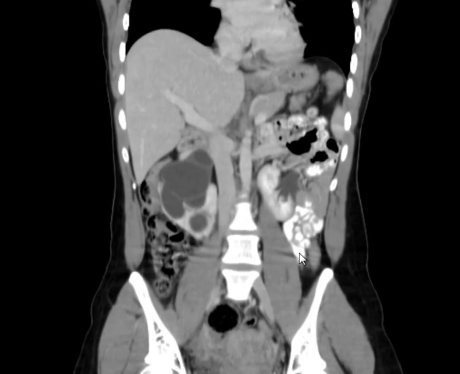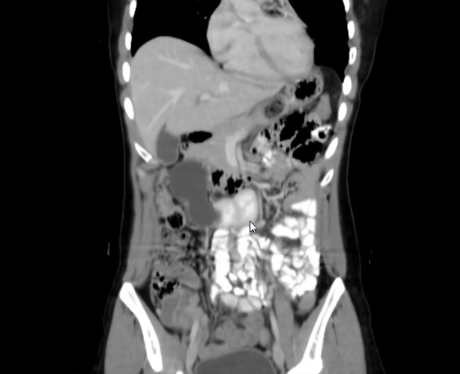It's malrotated. How many types of horseshoe kidney do you know? It's very rare, but it happens at the upper pole. Usually it's at the lower pole. The connection is how many types? Fibrous. Maybe fibrous, maybe parenchyma. Is this fibrous or parenchyma? Parenchyma, which is more difficult to treat surgically.